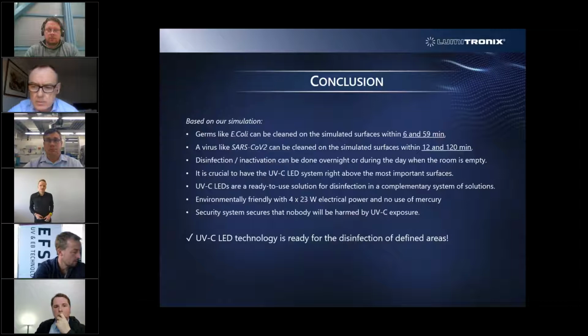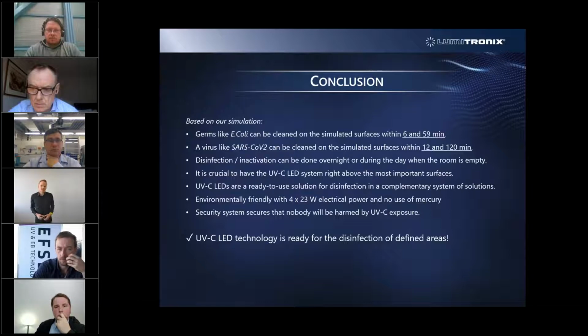We saw that UVC modules, UVC LEDs are a ready-to-use solution for disinfection right now, but we think it can only be a complementary system with other solutions. So it will still be necessary to clean the surfaces with a disinfection spray every once in a while. But if you combine the different solutions, you will have a very secure environment then.